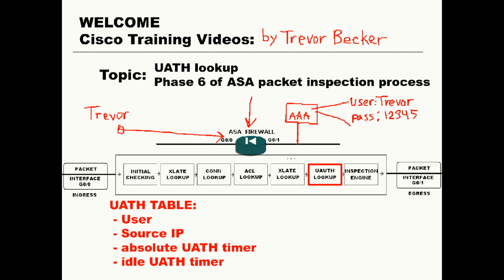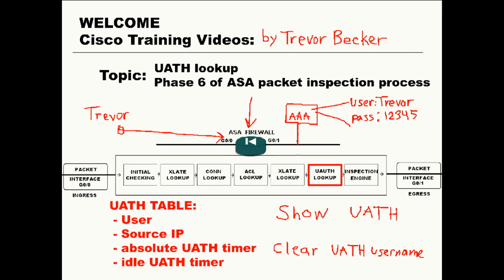The idle UAUTH timer will expire when a user has not received any data on his connections. Once that idle timer expires, that user is deleted from the UAUTH table and all of his sessions are closed. The user will then be prompted to be re-authenticated when attempts are made at additional connections.